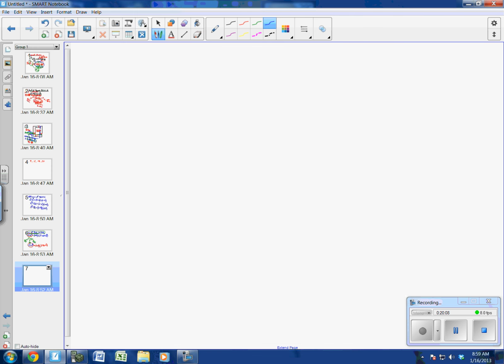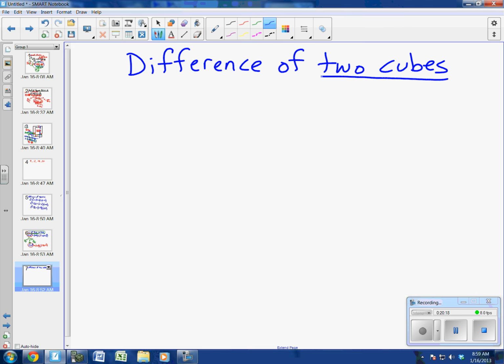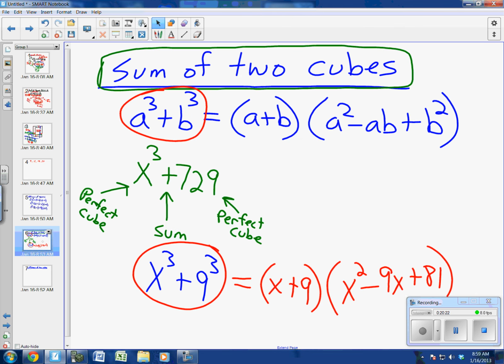Next one is a difference of cubes. Let's go back to this. Can you factor this more? Are there two numbers you can times together and get 81 and add together and get 9? No. If I times this by this, I would get what I started with. I would get x cubed plus 729.